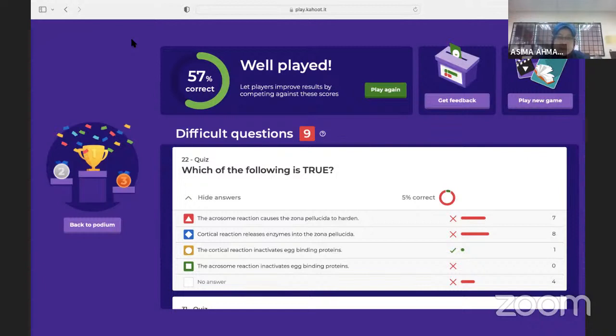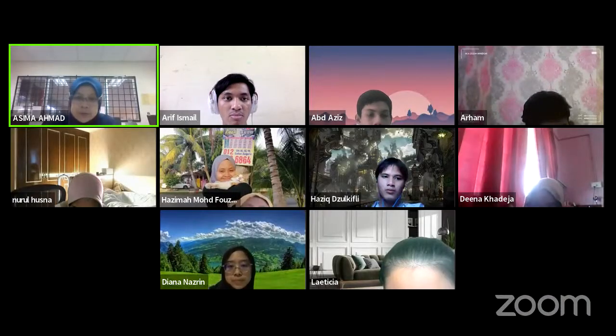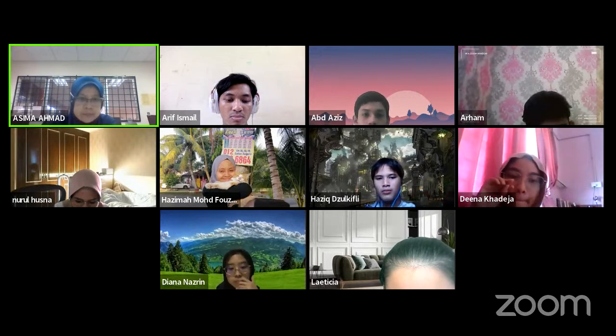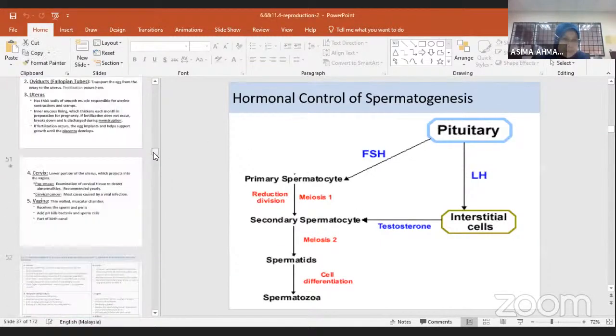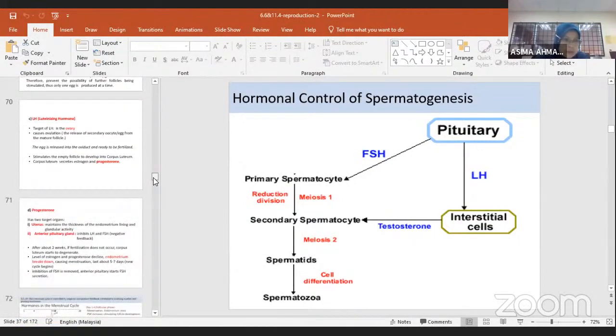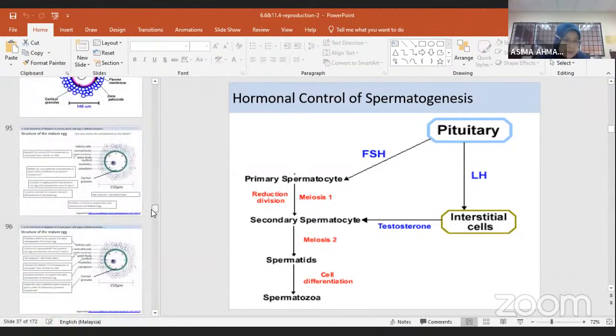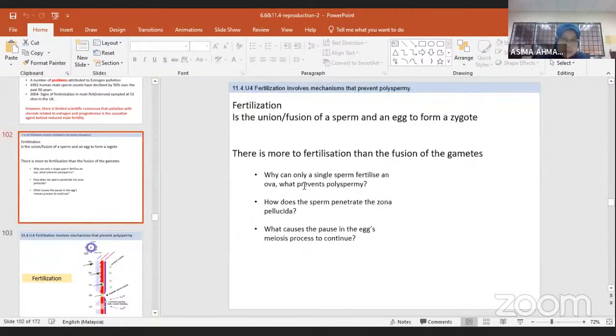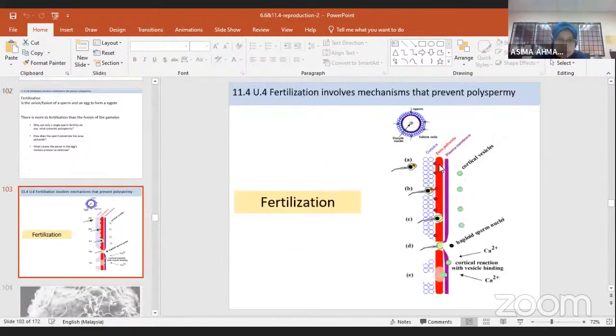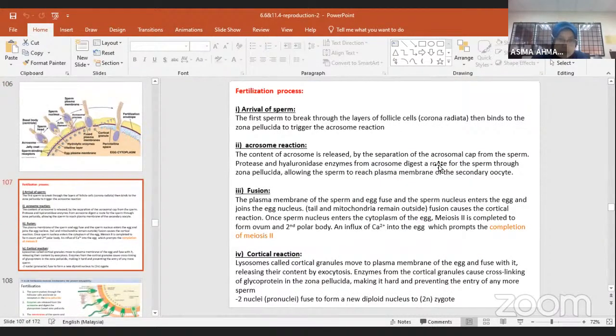Sekejap Diana, cikgu kejap. Cikgu share semula slide. This is the thing that is good lah bila kita buat exercise. So boleh check balik. Fertilization, right? This one is fertilization. Okay, fertilization involves mechanisms that prevent polyspermy. And then we focus on acrosome fusion and cortical reactions here. Cikgu dah share ke belum? Slide belum. Dah teacher dah share bagi tadi.